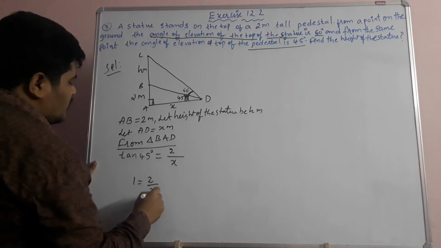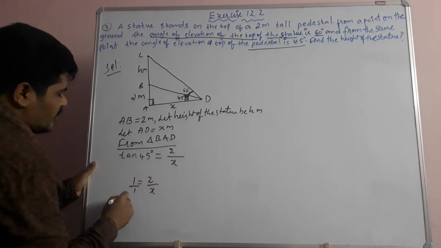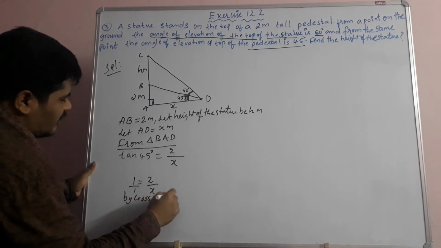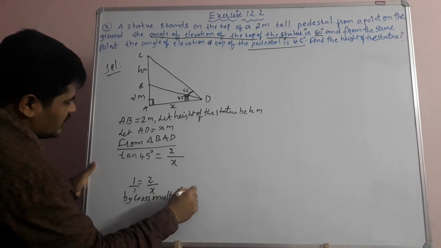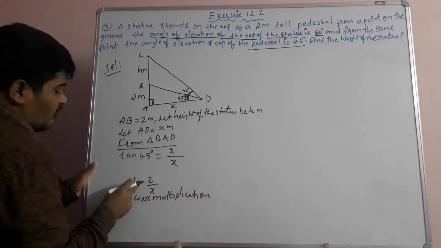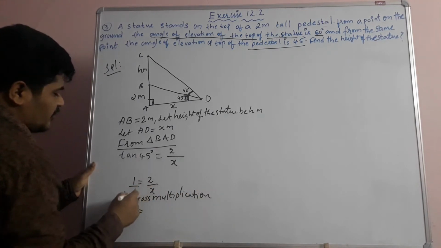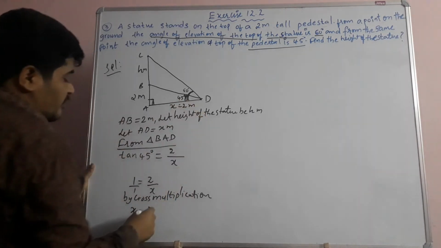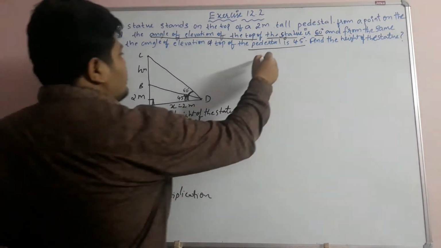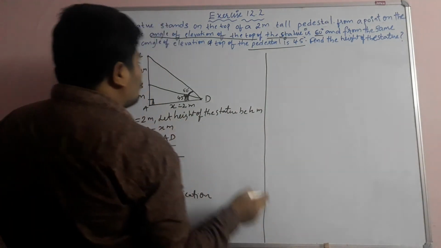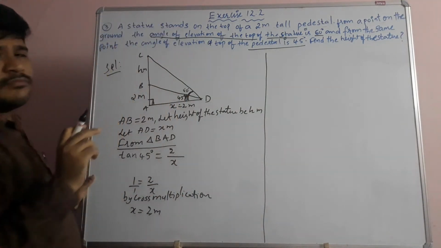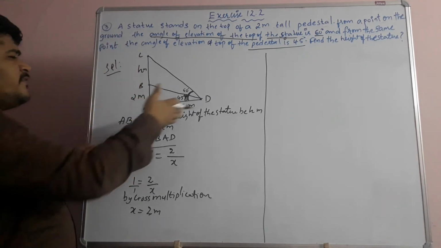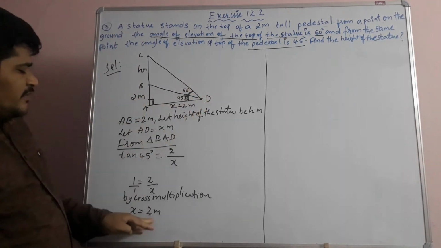Now children, 1 is nothing but 1 by 1. By cross multiplication, 1 into x is x, equal to 2 into 1, which is 2. So we got the x value as 2 meters, meaning the distance from the observer to the statue or pedestal. So the distance between the person and the statue is 2 meters.